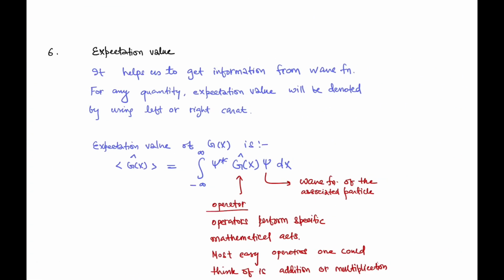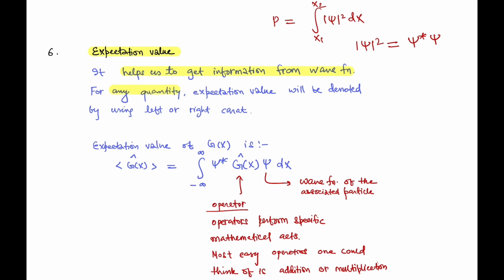Now let us understand the expectation value. We already know the probability. That probability is being found as an integral from x1 to x2. This is probability, and this value is nothing but the multiplication of the complex conjugate and the normal wave function. Now, expectation value helps us to get information about the particle from the wave function.